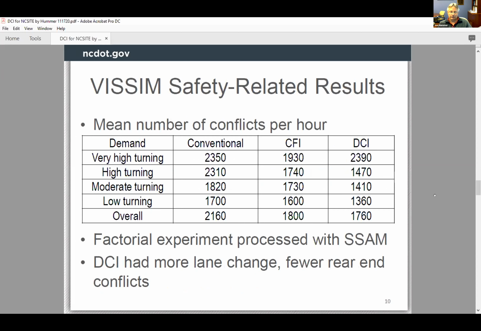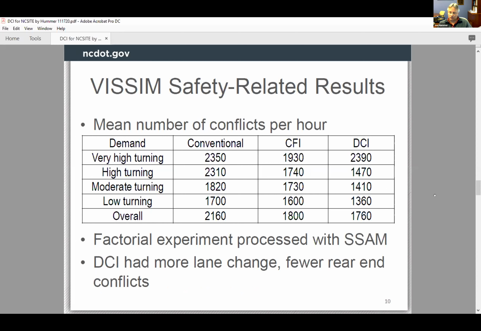As far as safety goes, of course, we really don't know until we actually build one and look at some crash rates. As we saw even with the previous presentation, multi-lane roundabouts, we're still working through the safety impacts of multi-lane roundabouts 20 years after we built the first one. So this is an evolving part of the science, but we do what we can.